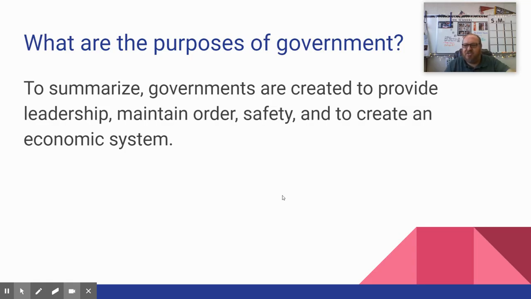Here we are, back to our essential question. What are the purposes of government? Basically, governments are created to provide leadership, to maintain order and safety, and to create a stable economic system.